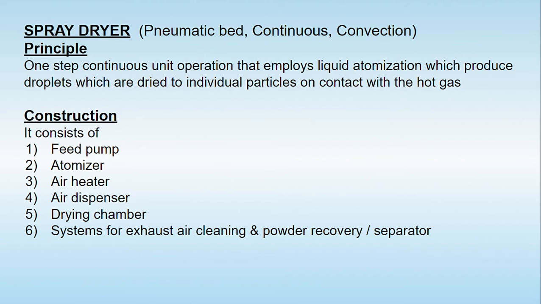The third one is the air heater, because it is a pneumatic type of bed, the entire spray dryer operates on hot air, so the air comes at a higher temperature with a certain pressure. The fourth one is called the air disperser, which distributes the air uniformly throughout the drying chamber. Yes, and this entire thing goes into the drying chamber. And the sixth, we require the system for the exhaust air, cleaning, powder recovery, as well as separation of the dry product.